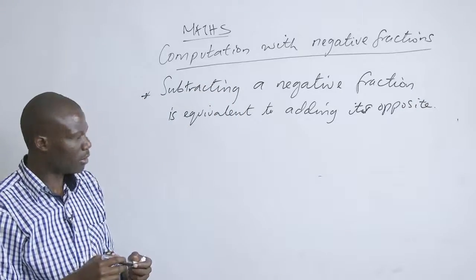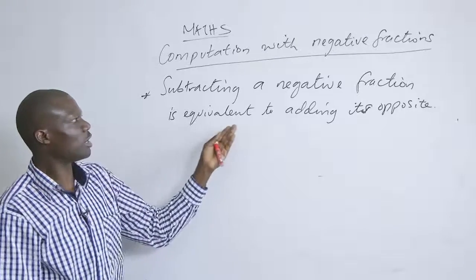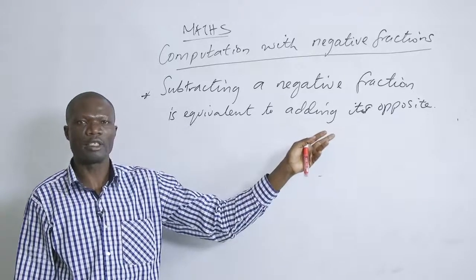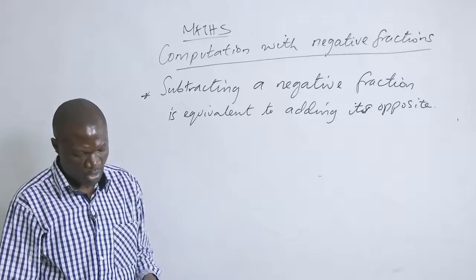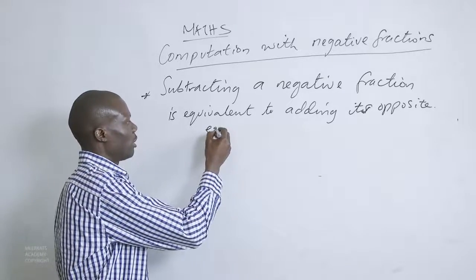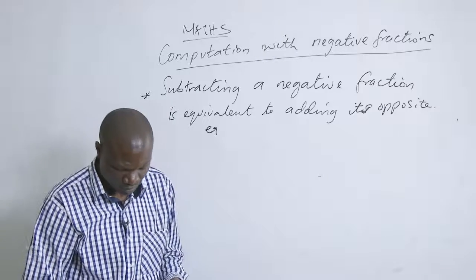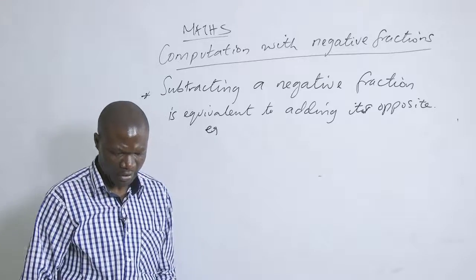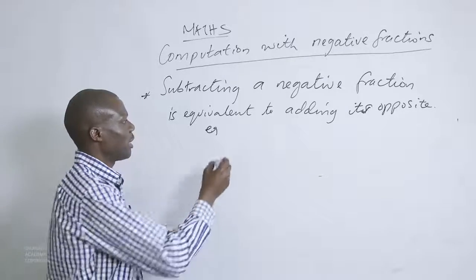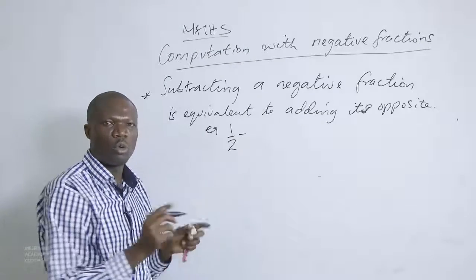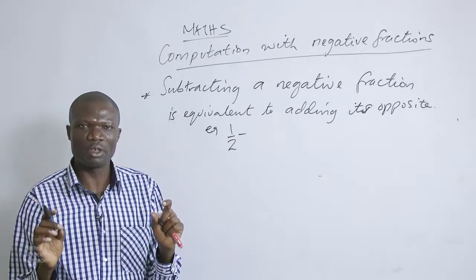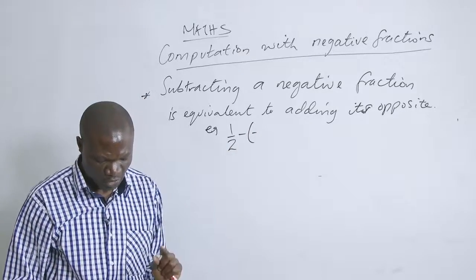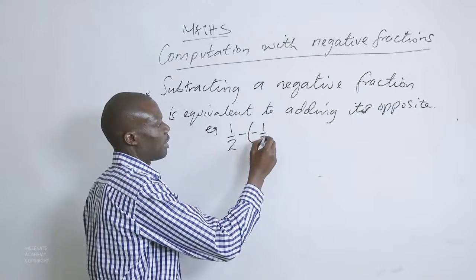So here we are saying subtracting a negative fraction is equivalent to adding its opposite. What are we saying here? Let us look at an example here. In this particular case, if we have a number like a half, we want to subtract a negative fraction. So a half subtract, and what we have to subtract is negative a third.